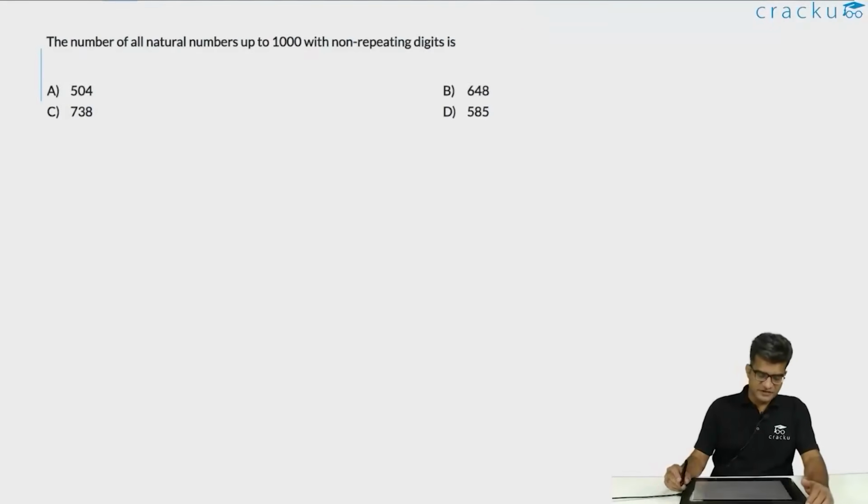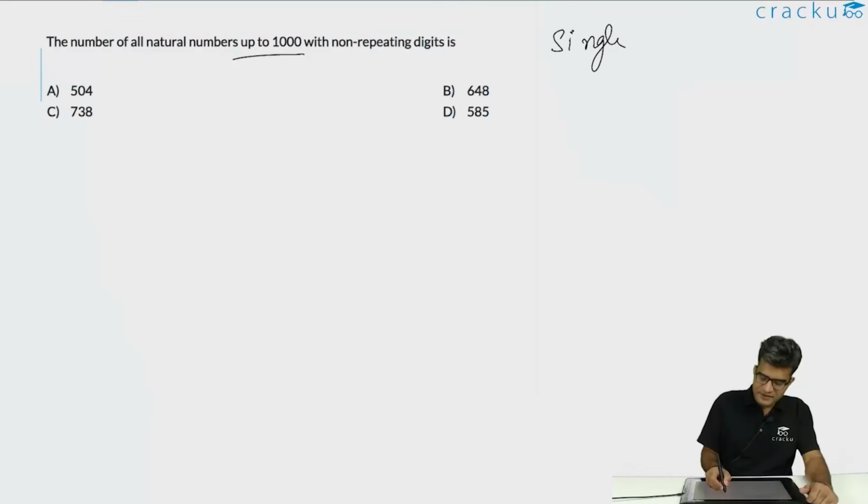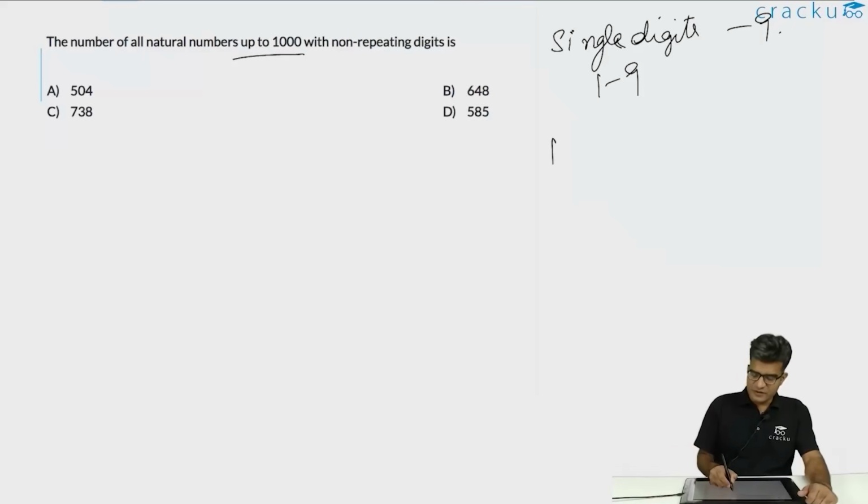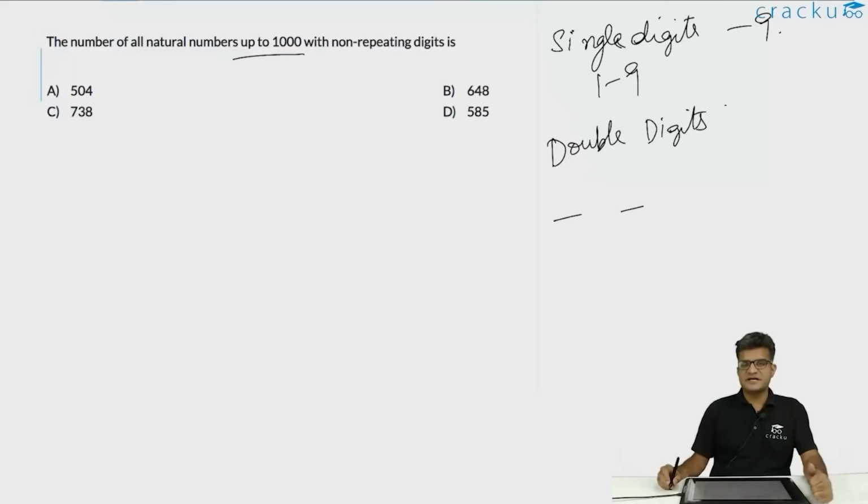In this question, we are asked to calculate the number of natural numbers up to 1000 with non-repeating digits. If you are looking at single digit natural numbers, all of them will have unique digits because there is only one digit in them. Those numbers are from 1 to 9, and so we will have 9 of them. Suppose we are looking at double digit natural numbers, that is the numbers from 10 to 99. It will have two digits. The first digit can be any number from 1 to 9. It cannot be 0, so this can be represented in 9 ways.